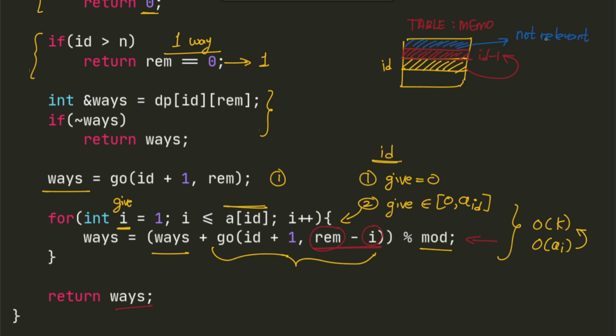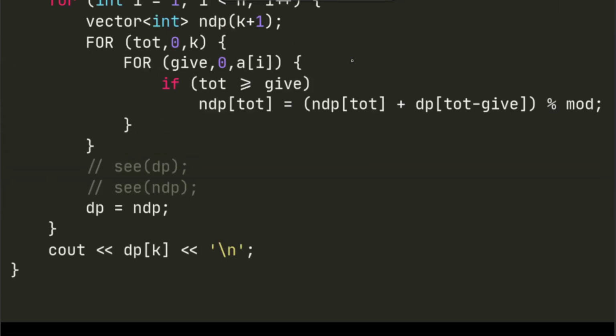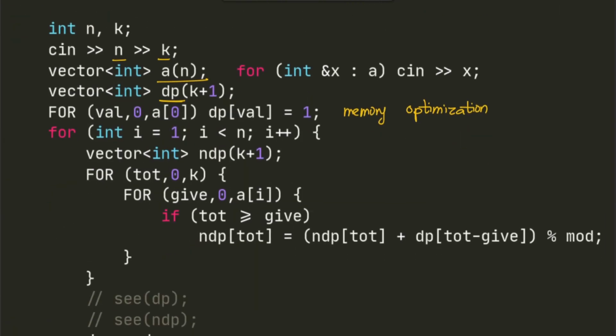Hence we can use two dps for this, previous and next one. This is how memory optimization dp works. Let's try to look at the solution for this.